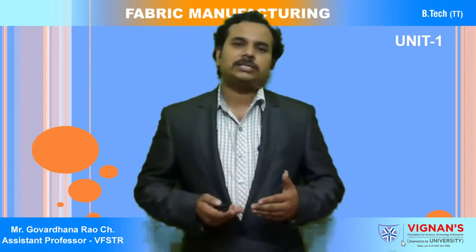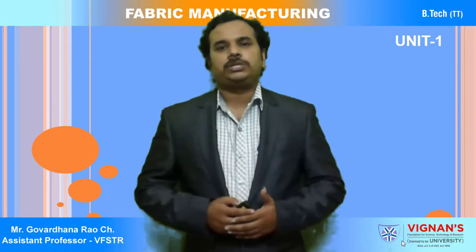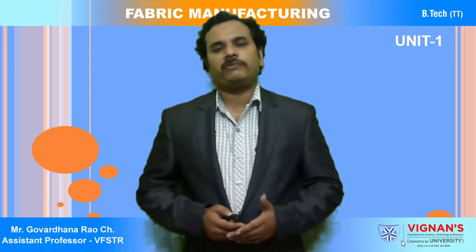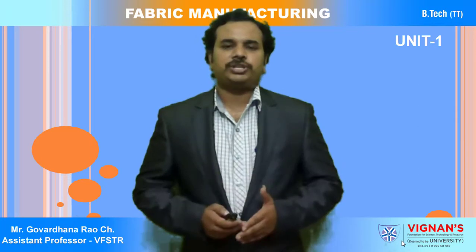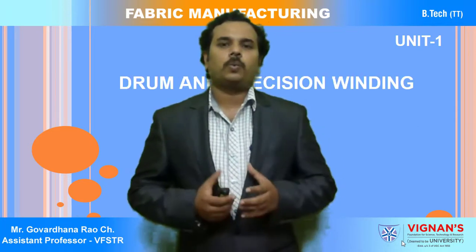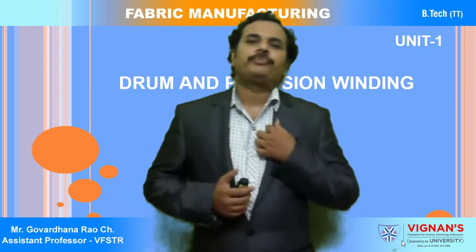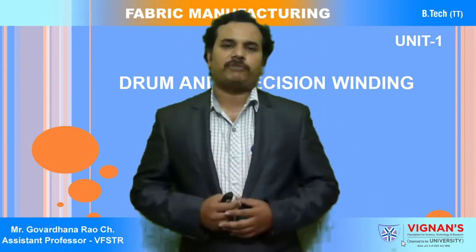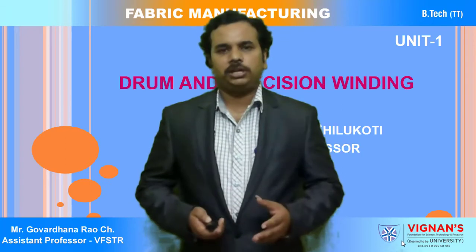Today we will start with the first machine in weaving, or woven fabric manufacturing. The first machine is called the winding machine. We will see what exactly winding is, and what the different types of winding machines available are.